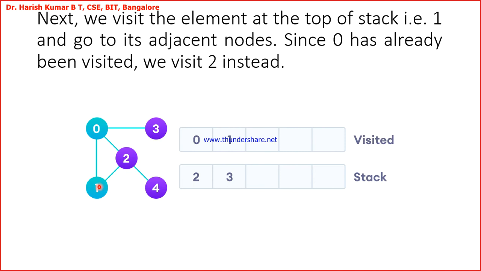See, 1 is already visited. 0 is 0, 1 and 4 are the adjacent nodes. 0 and 1 are already visited. So the node which is adjacent to 4 and which is not still visited is 4. Okay. Now what happens? So I visit 2, 2 gets added here, and 4 gets inserted on top of the stack.